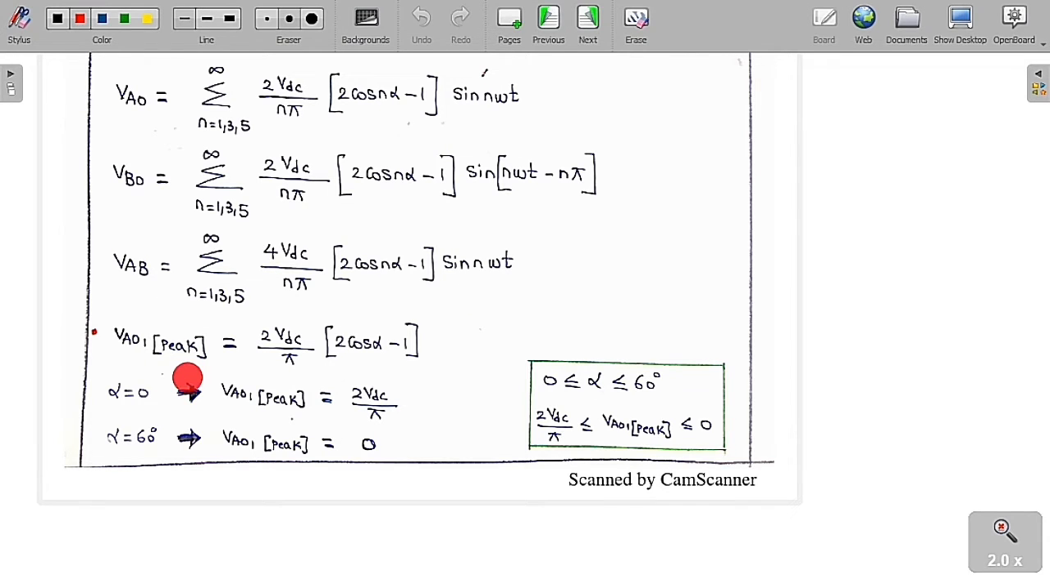Now I want to find the peak value of the fundamental component of VA0. If we substitute n = 1, we are going to get 2 VDC by pi into (2 cos alpha minus 1). This is the peak value of the fundamental component of VA0. I want to change alpha from 0 to 60 degree and see what the value is. If alpha is equal to 0, I am going to get 2 VDC by pi. If I substitute alpha is equal to 60 degree, the value is 0. So whenever alpha varies from 0 to 60 degree, the peak value varies from 2 VDC by pi to 0.